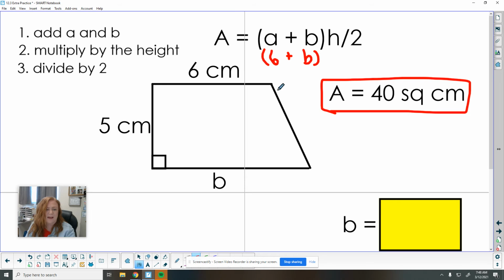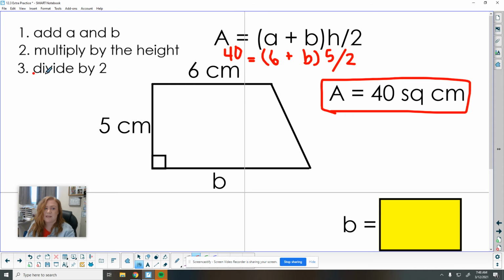And here we have the height is 5 from the right angle, and we're going to cut it in half still. And our total area is 40. So we're going to be working backwards now. Here are our steps. We would normally add the bases, multiply the height, then divide by 2. We need to do everything opposite and backwards to get B all by itself.